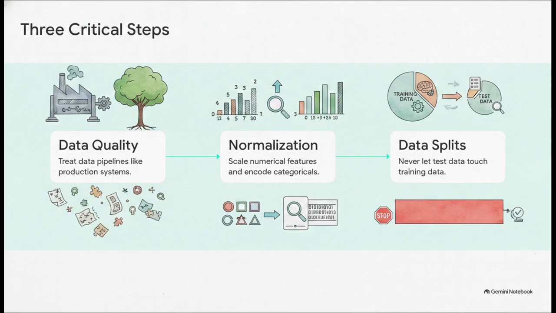Step 2 is normalization and encoding. This just means mathematically scaling numerical features and translating categorical data before you even think about feeding it to a model. And step 3 is properly splitting up that data.